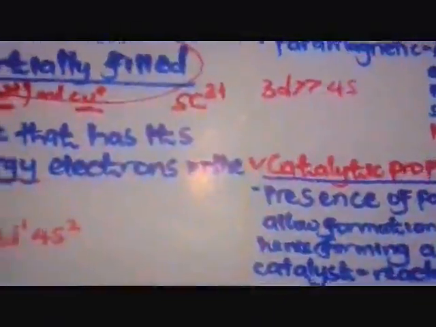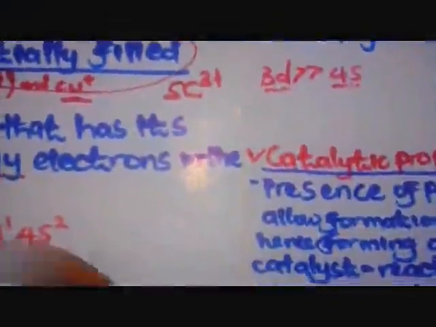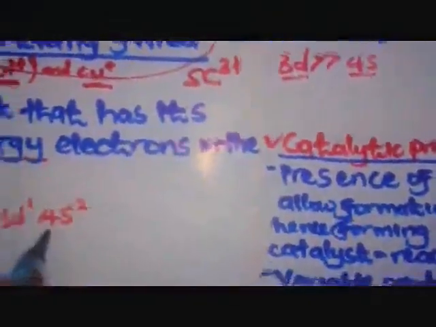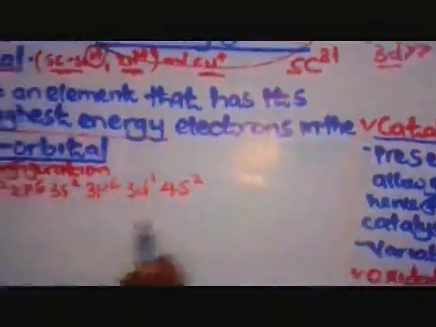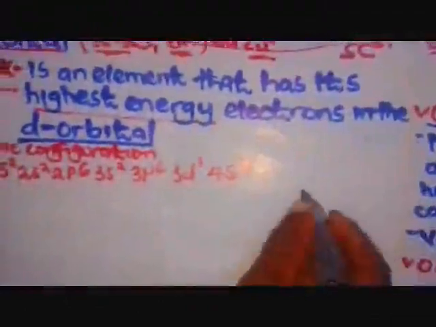Instead we put our 3d first, though 3d must be last. Why am I saying like that? The 3d is having a bigger energy than the 4s. When you are calculating, the energy of 3d is bigger than the energy of 4s. But when it comes to giving electrons, those of 4s can easily be given out than those of 3d. So we shall put the 4s last.